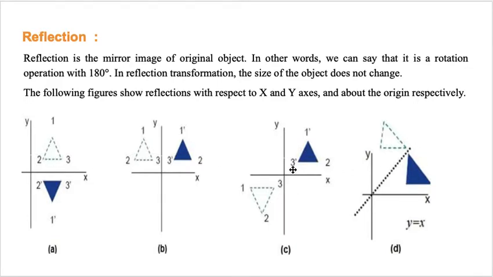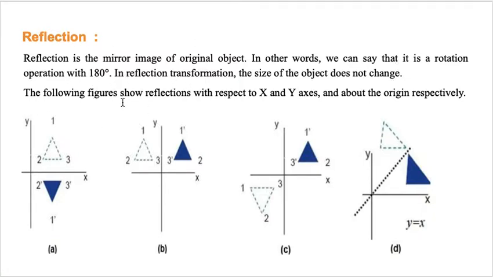This is a mirror image. See here, 3 is 3 here, 1 is 1 here, and 2 is 2 here. This is a reflection. If we suppose this is a mirror line, the object is here, and this is the object in the mirror, so that is called a mirror image. In other words, it is a rotation operation with 180 degrees. In reflection transformation, the size of the object does not change, only the reflection happens, the mirror image, that's it.